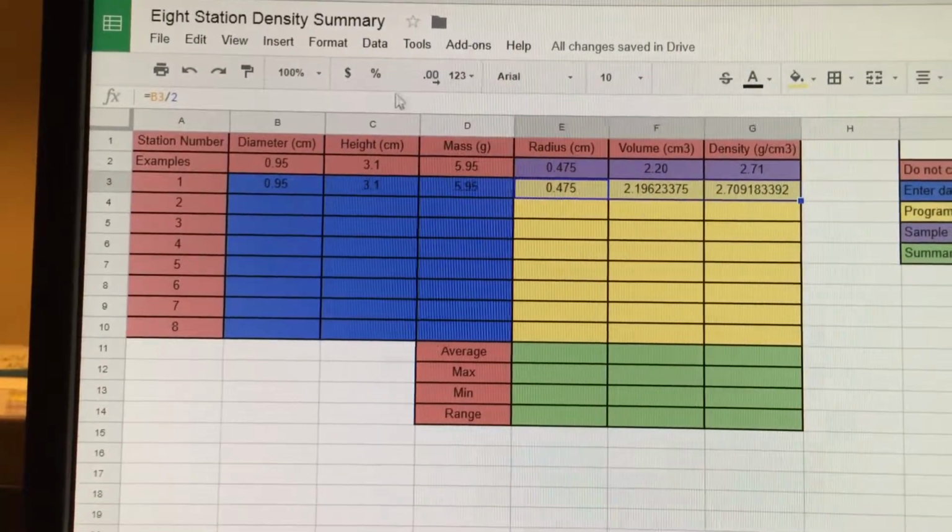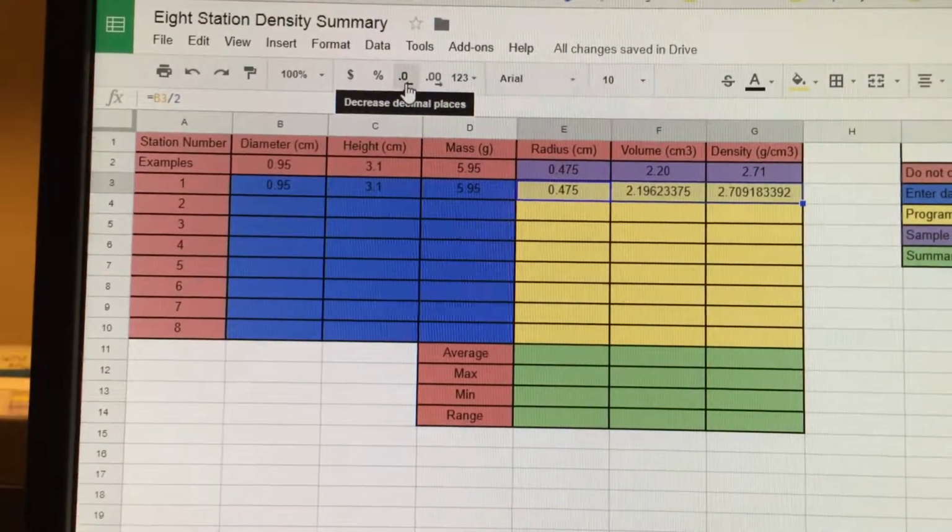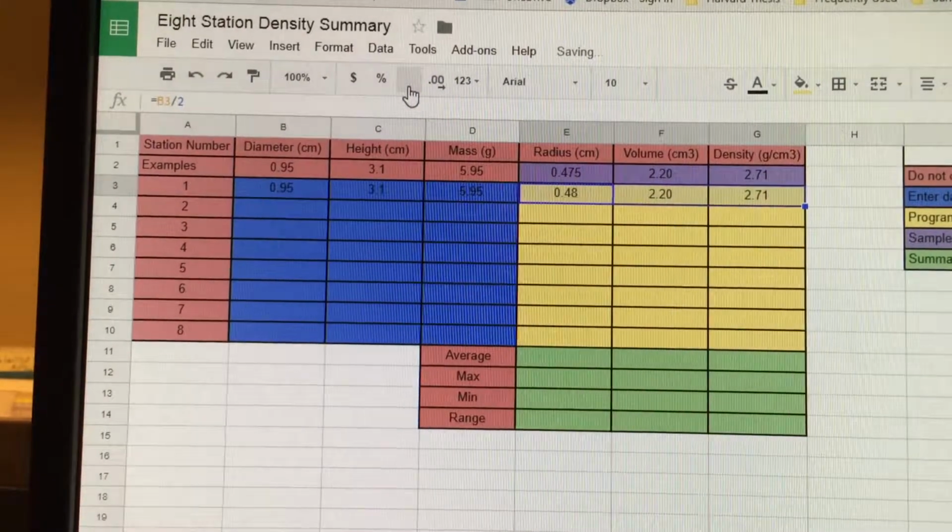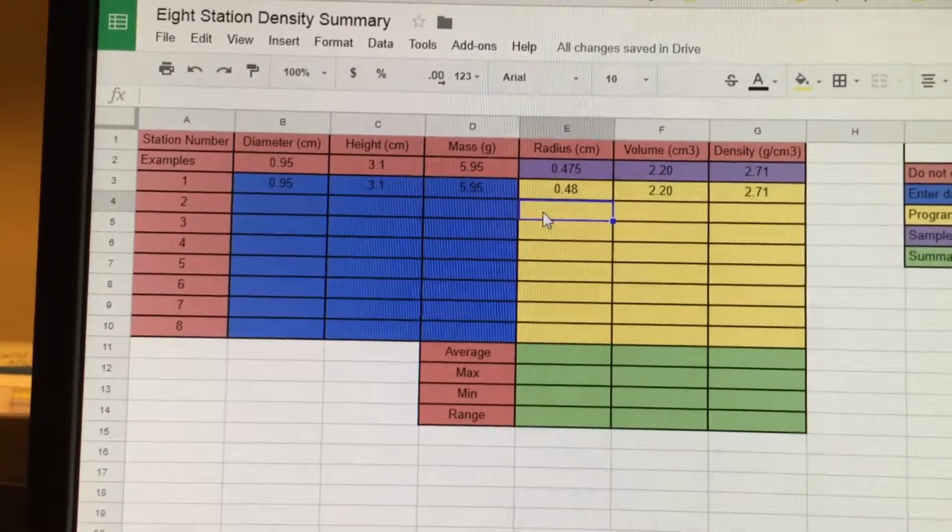Highlight all of them, adjust your decimal points down so that they're equal to 2, and you're ready to do the next row. Good luck.